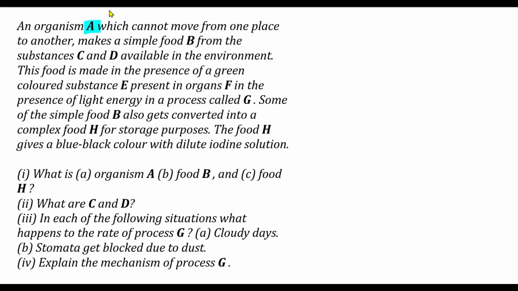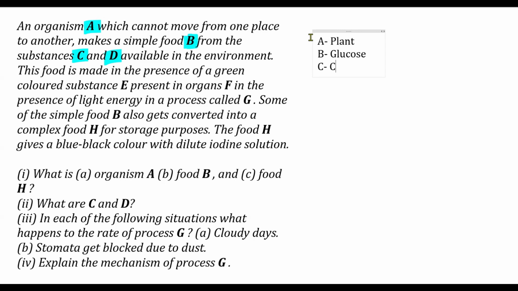Only plants can make their own food, and plants make glucose, right? The simple food is made in the presence of carbon dioxide and water. So I can write over here, what is A? A is plant and B is what we identify as glucose.